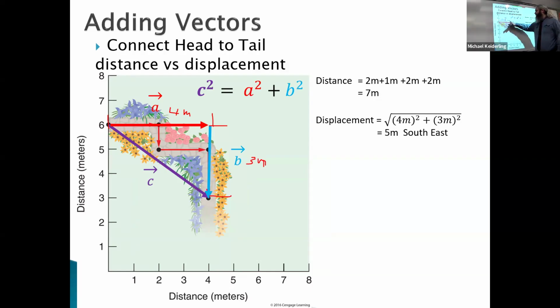You can draw a triangle that's 4 meters on one side, 3 meters on the other. The third side, using the Pythagorean theorem, will be 5 meters long, because the square root of 4 meters squared plus 3 meters squared is 5 meters. And the direction is southeast, assuming up is north in this diagram.